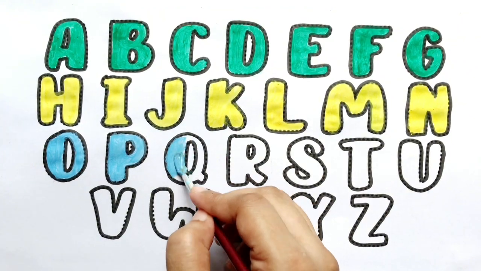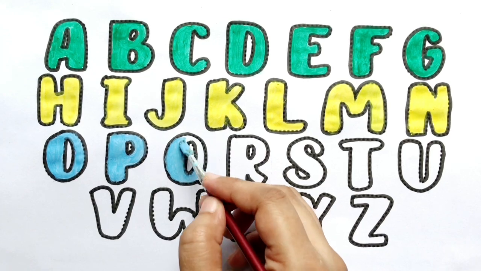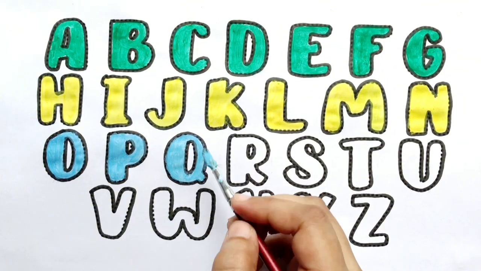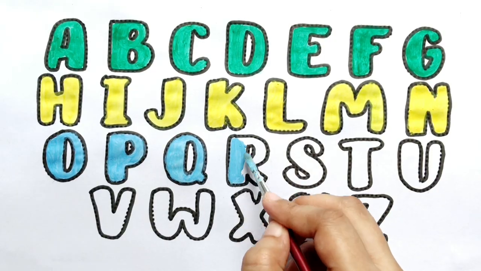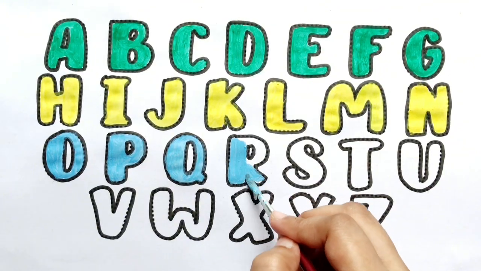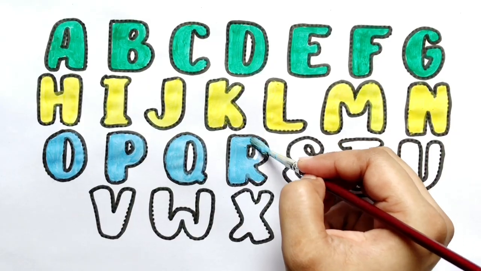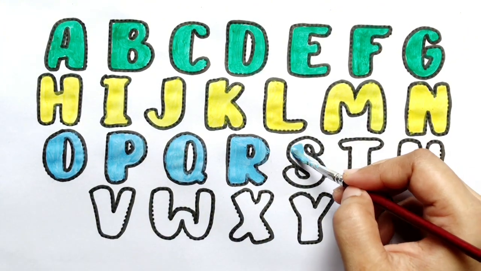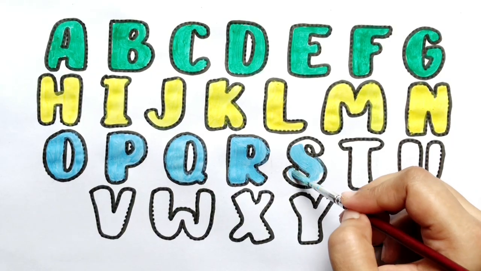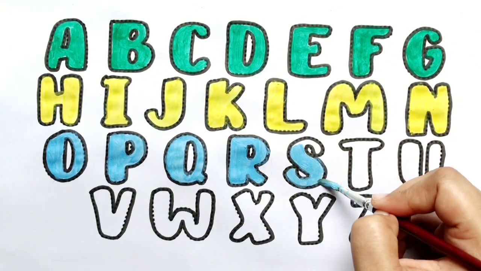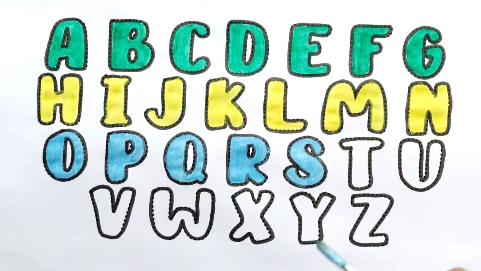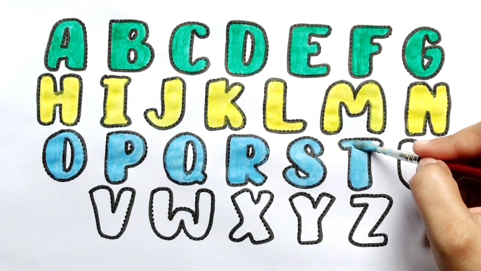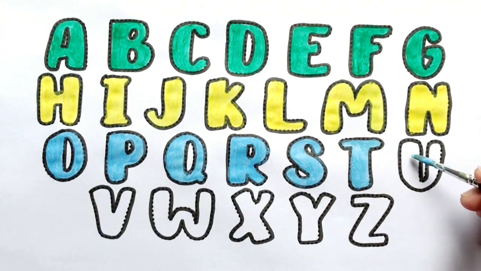Q for quail. R for robot. S for snail. T for train. U for umbrella.